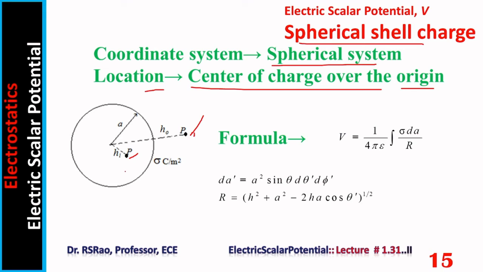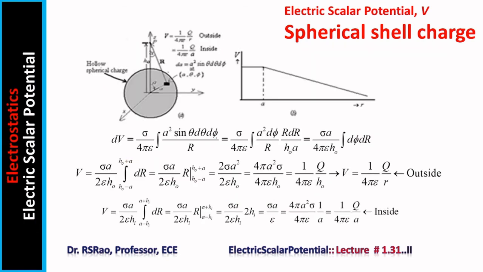We consider a small differential area dA prime equal to a square sine theta prime d theta prime d phi prime. This area is located surrounding the source point whose coordinates are a, theta prime, phi prime. Now the distance r is the distance between the source point and the field point. This is the cosine rule. Full information we can have from this slide.